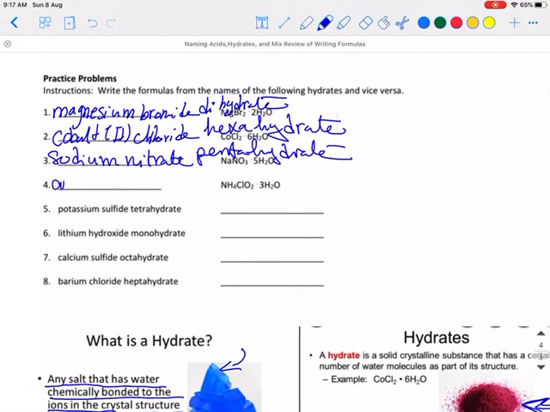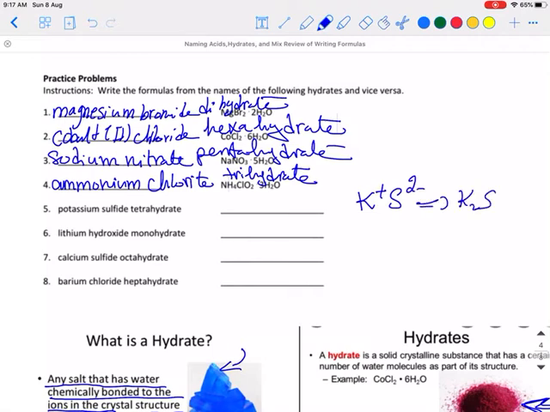Ammonium chloride. 3 molecules of water, so trihydrate. Now the name is given to me. Let me write the formula. Potassium sulfide, potassium is plus, sulfide 2 minus, crisscross K2S, so K2S, and tetrahydrate, it means dot 4 molecules of water.